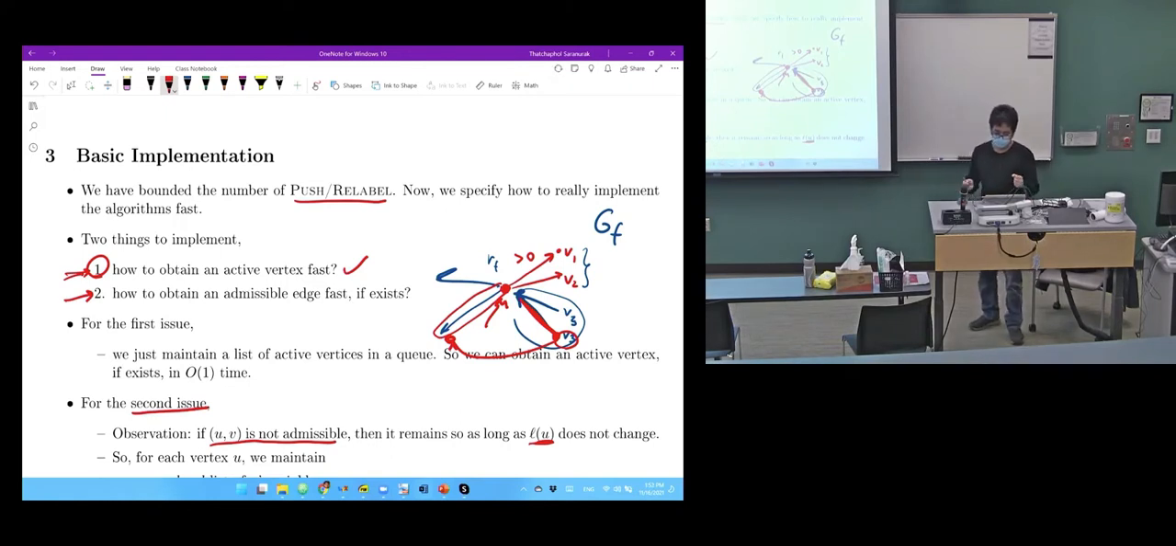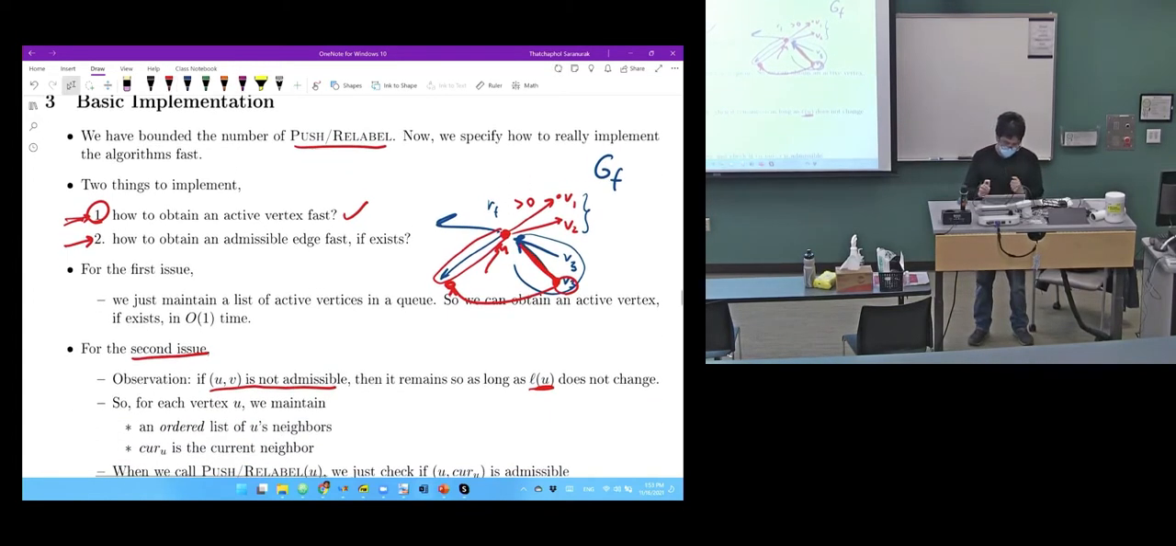Once you know this, it means what? It means that for each node u, you can just maintain some ordered list of your neighbors. And whenever you want to find an admissible edge, you can just look through your neighbors in this list.